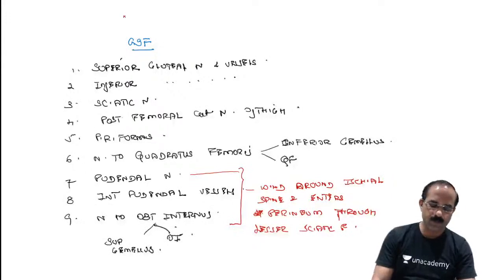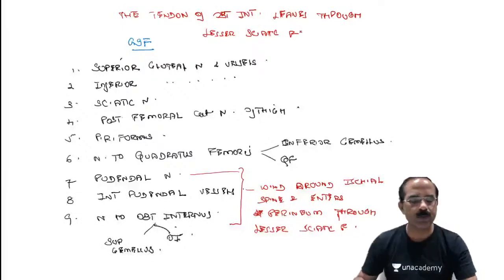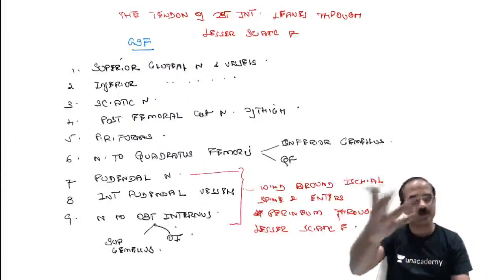One last thing, the tendon of obturator internus leaves through the lesser sciatic foramen. Be very clear, many MCQs are covered in this.